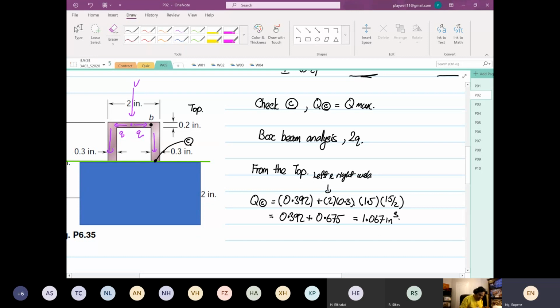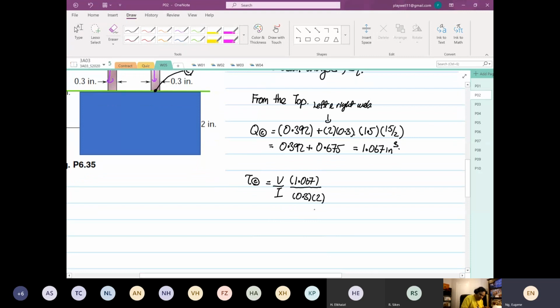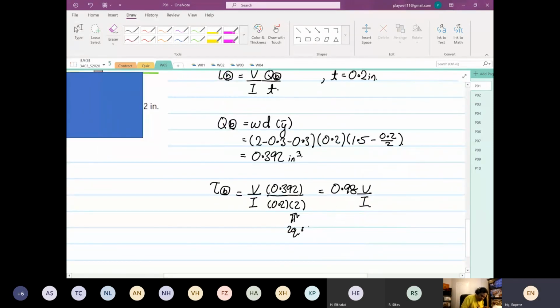inches cubed. So your shear flow at point C is equal to V over I times Q. Q is 1.067, divided by the thickness, which is 0.3. And then you have to consider the 2 over here, because you have 2Q, and 2Q is because it is a box beam. I'll write this on the previous slide also. So that's our box beam.